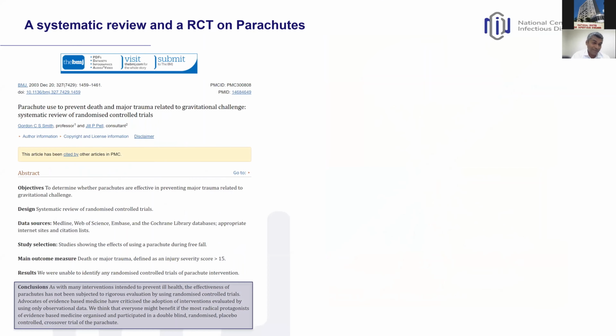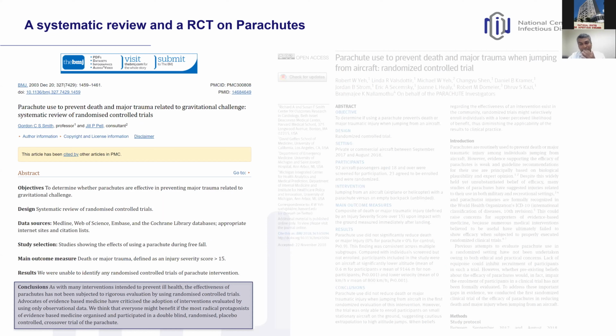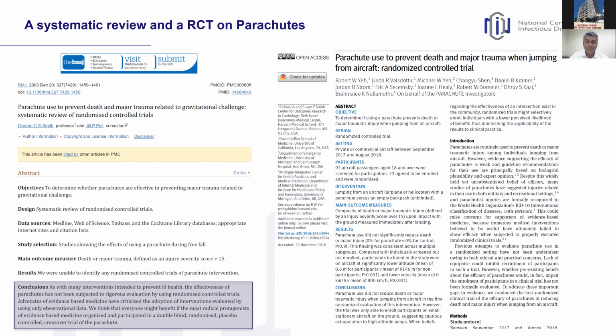There is a paper in the BMJ, which did a systematic review of randomized controlled trial evidence for parachutes to prevent death and major trauma related to gravitational challenge. Their conclusion was, we were unable to identify any randomized controlled trial of parachute intervention to prevent such trauma. And then there's another very interesting study, a randomized controlled trial, used to prevent death and major trauma when jumping from an aircraft.